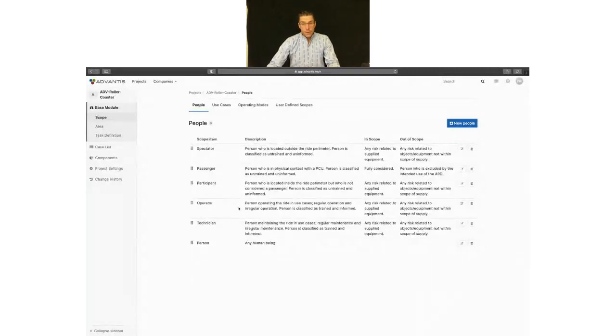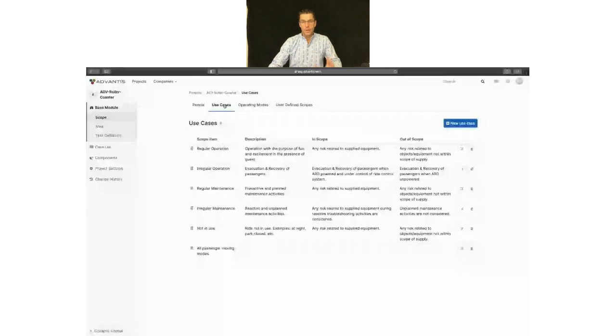Where it gets very interesting is staff, operator and technician. The operator is the person operating the ride in regular or irregular operation, again related to the supplied equipment. This is what I consider. Technician, same thing. So this is one way of wording it. You can also word it differently, where you say regular maintenance, what he's doing every day, I consider, but if he has to change a motor, like irregular major maintenance, this is covered by work safety standard. These things I do not consider. It's important that this is defined somewhere.